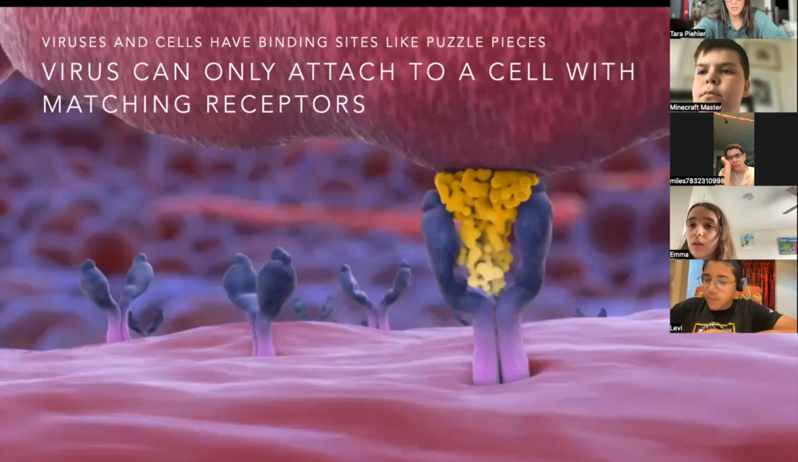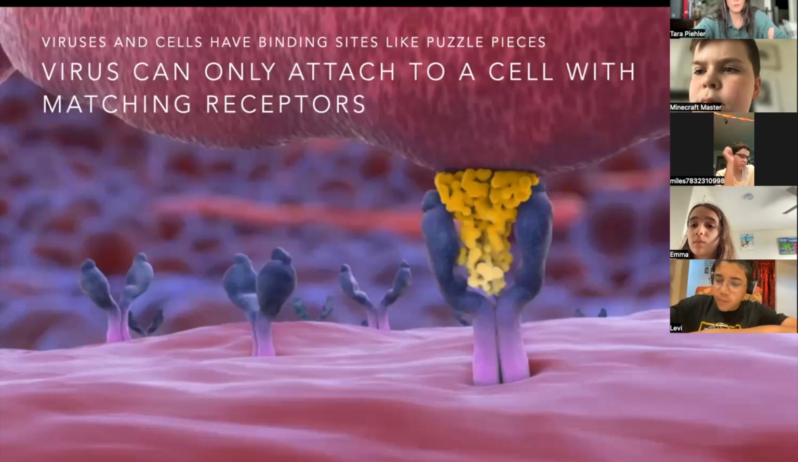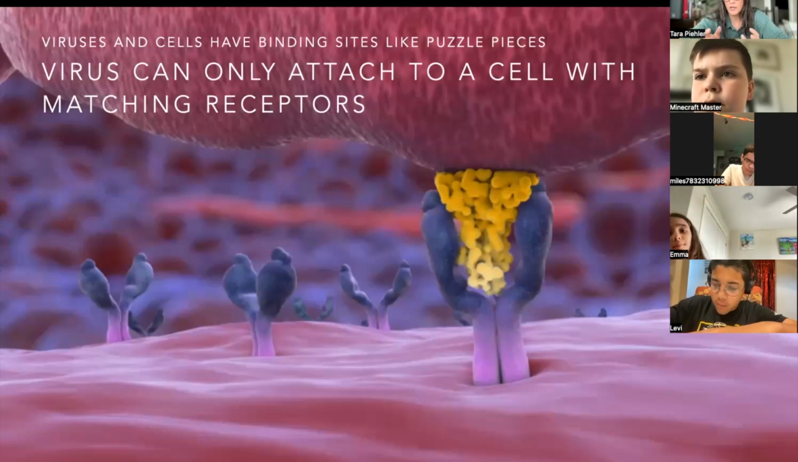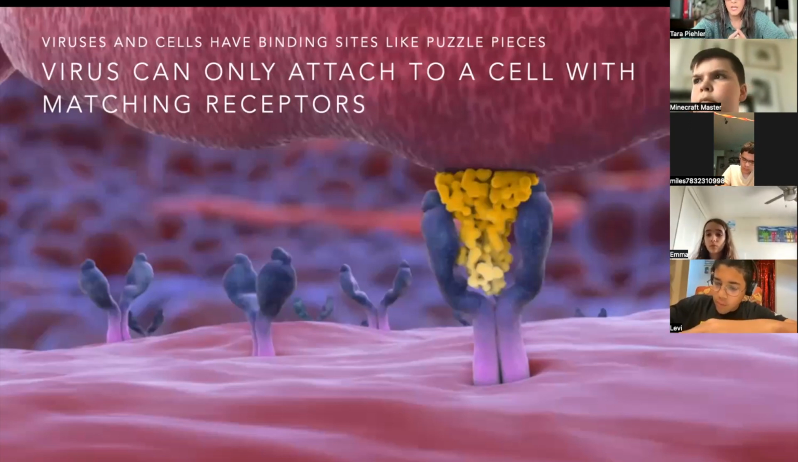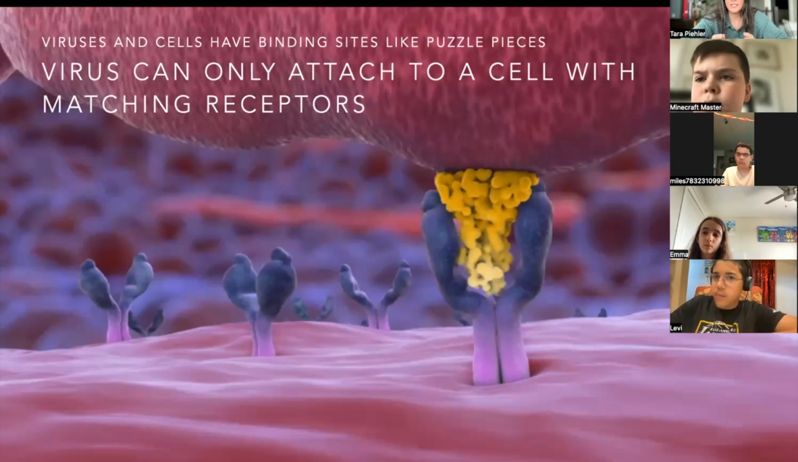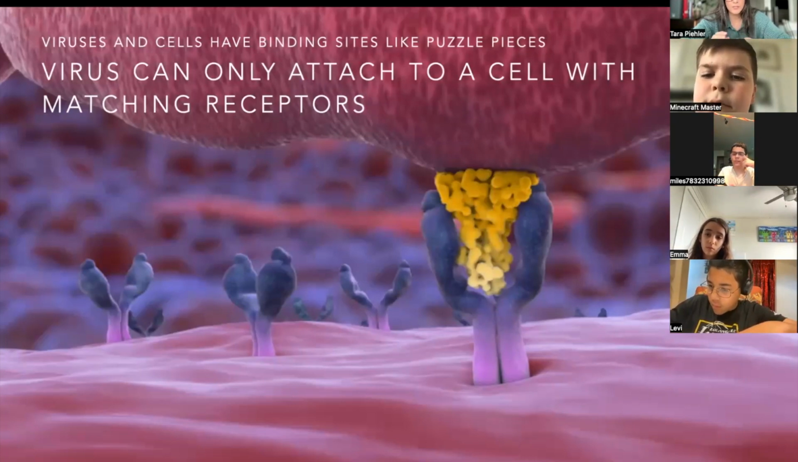All right. Essentially, viruses can only be damaging when they actually reach a living cell. And this is the fun thing about viruses: they can only attach to matching receptors. You have to think of it like a puzzle piece. Certain viruses have receptors on the ends of them, and we'll see different ones in a second, that can then attach to your cells' receptors. Some of them fit, some of them don't fit on certain cells.